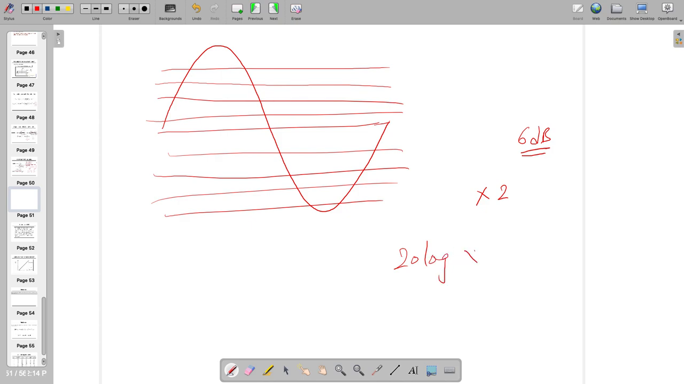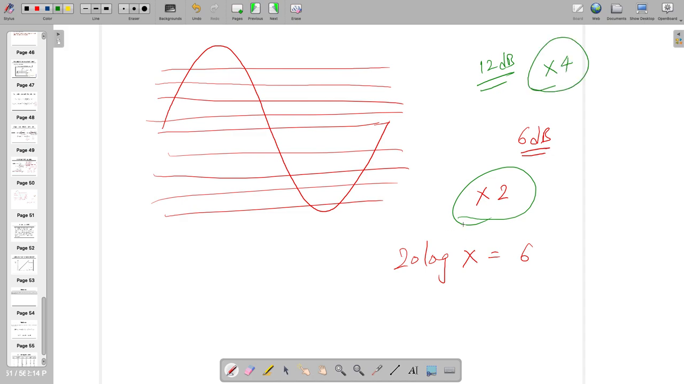20 log x equal to 6 dB. So how much is x? No, you have to find it out. Otherwise, you cannot understand the whole theory. Yeah, it's 2, and that is the 2 I am talking about. There are two different units I am talking about. One is in log scale, one is in linear scale. In log scale, if the dynamic range is improved by 6 dB, in linear scale you are improving by double. Now, do you understand? If in decibel I am increasing by 12 dB, I am improving by 4.